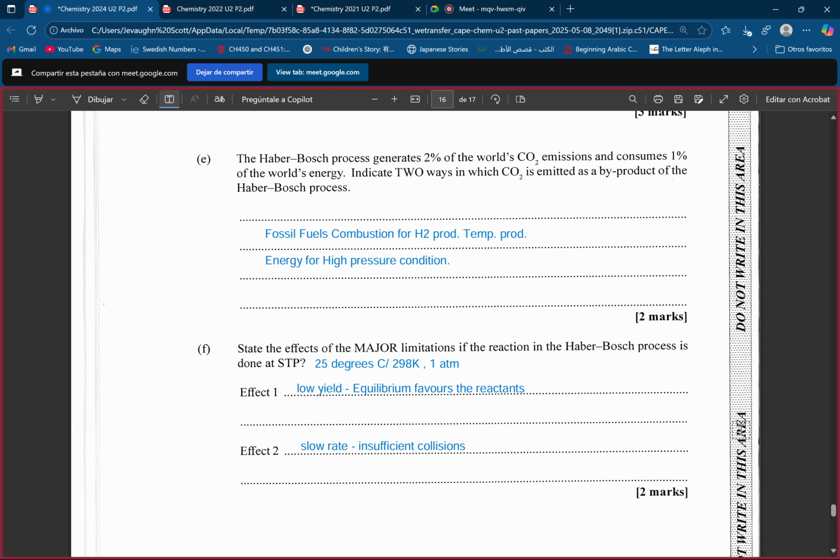That is very true. Alright, so we're saying that because it's exothermic, we'd prefer lower temperatures. Okay. So would effect 1 be wrong?